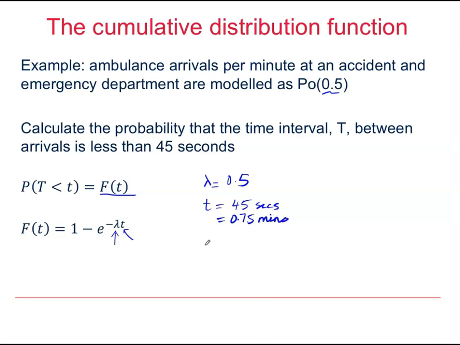So the probability we're looking for is going to be 1 minus e to the minus 0.5 times 0.75. Now if we substitute those values in, then what we finish up with is 1 minus 0.6873 and finally 0.3127. So that's our probability that the time interval between arrivals will be less than 45 seconds.